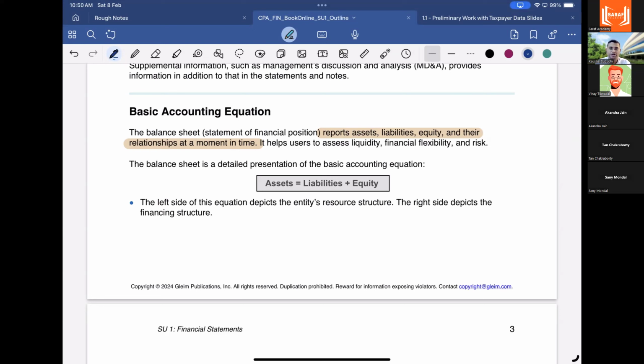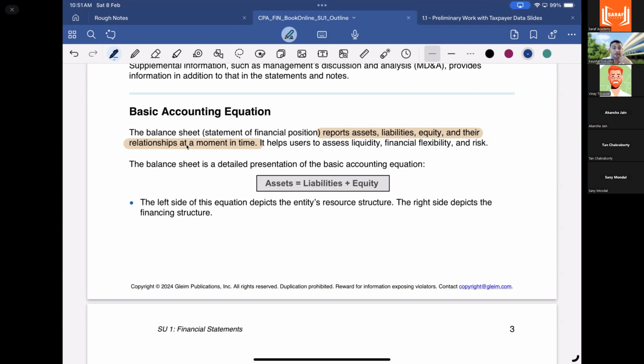Now we are getting into the basic accounting equation. बहुत simple basic accounting equation ये है कि what business owes is exactly what business owns. So you own the assets, right? So you own the assets, that is basically equal to your liabilities plus equity.